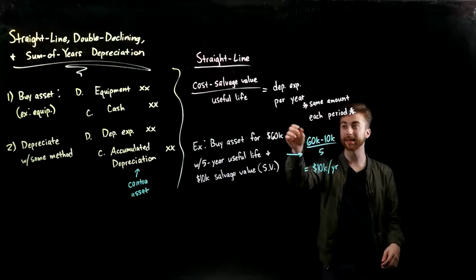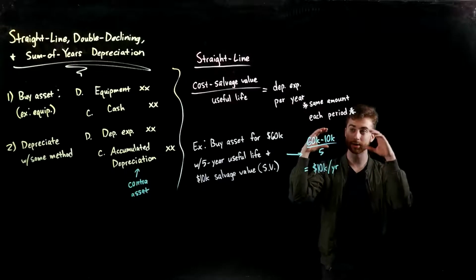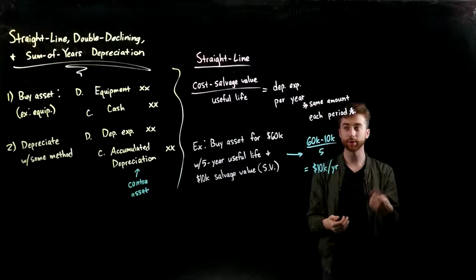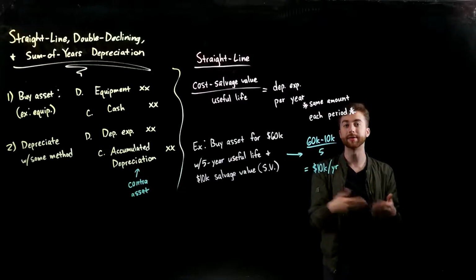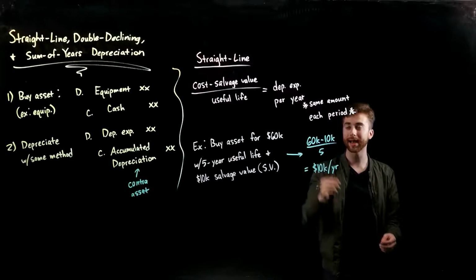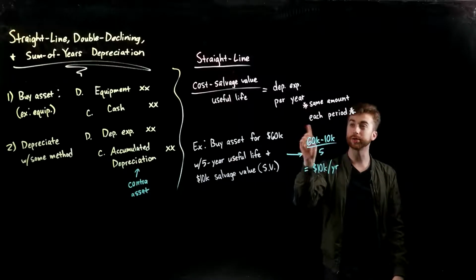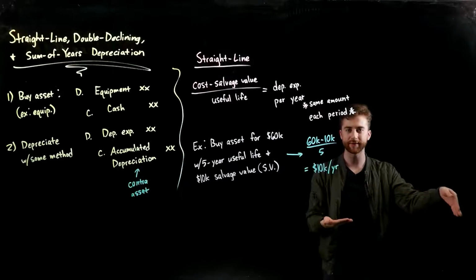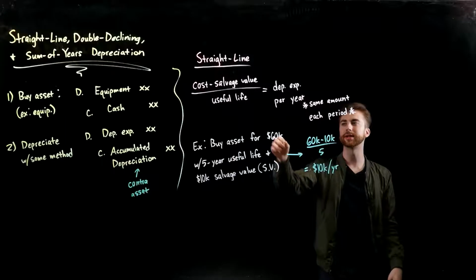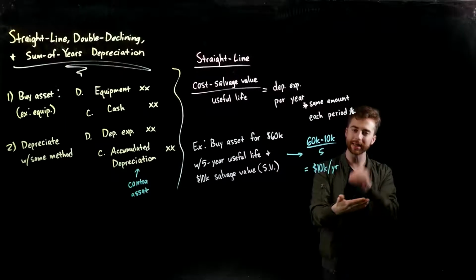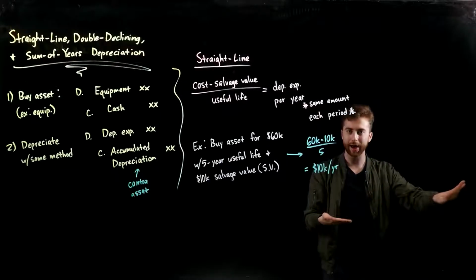You take that, and that's known as your depreciable base, the numerator right there, the cost minus the salvage value, and you divide that by the number of years you think you're going to get out of that asset, the useful life of it. That will give you the amount that you depreciate of that asset per year. Under the straight line method, it's going to be the same depreciation expense for the entire life of the asset, hence why it's called straight line, because the cost minus salvage value divided by the useful life gives you an even depreciation expense throughout the useful life.